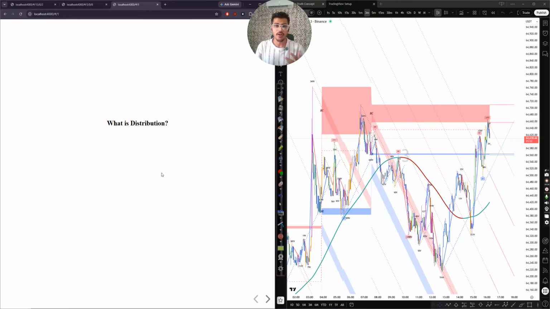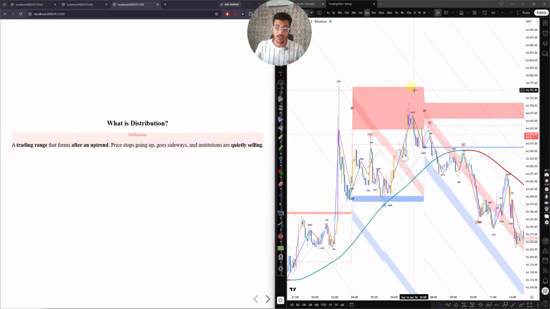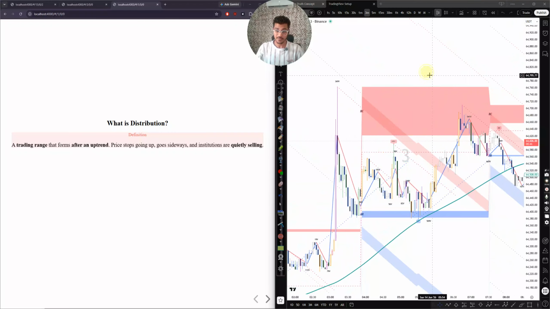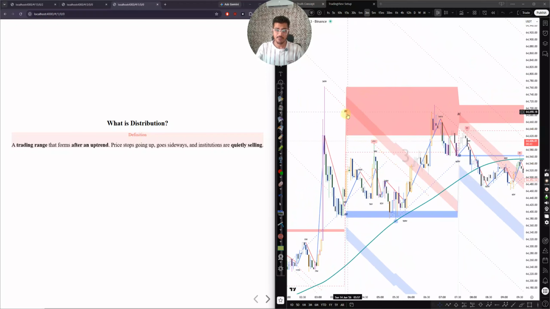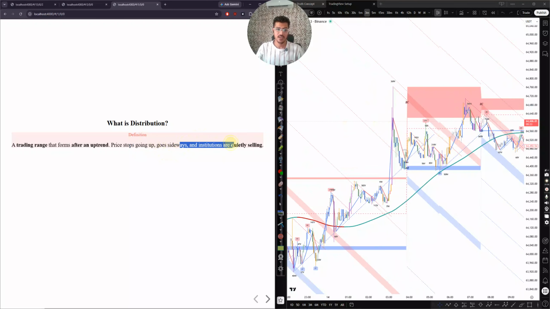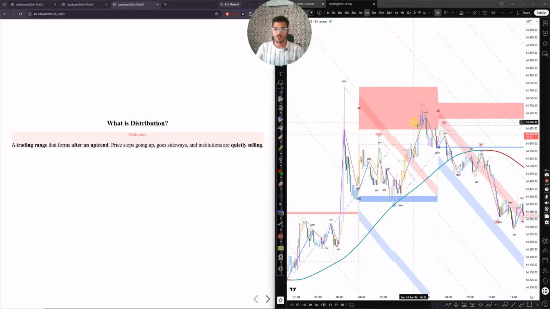Okay, so what is distribution? You might be asking. Distribution is a trading range that forms after an uptrend is complete. Price stops going up and then it goes sideways, and then institutions are quietly selling in that one. I actually have a chart of distribution here. You can see buying climax, automatic rally. What is telling is this happens in an uptrend, price stops going up, then it goes sideways, and then institutions are quietly selling.